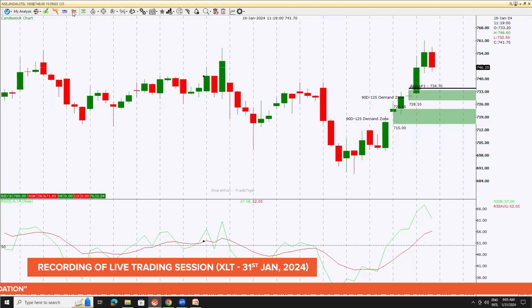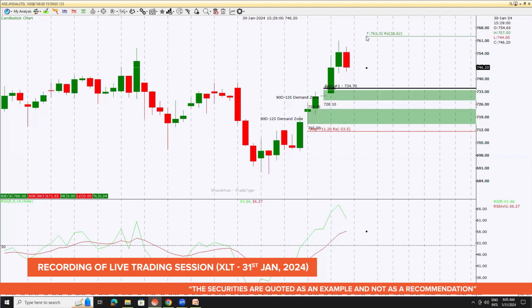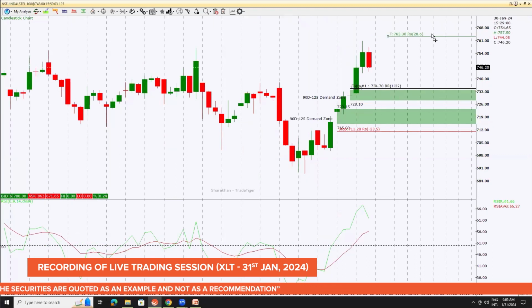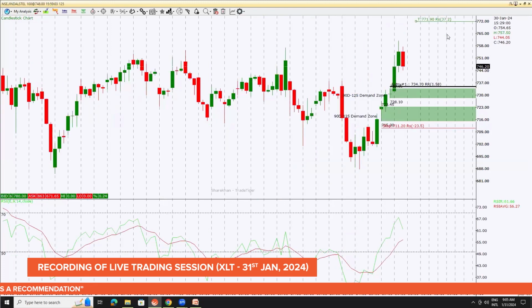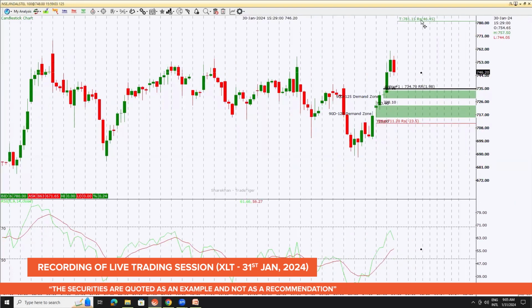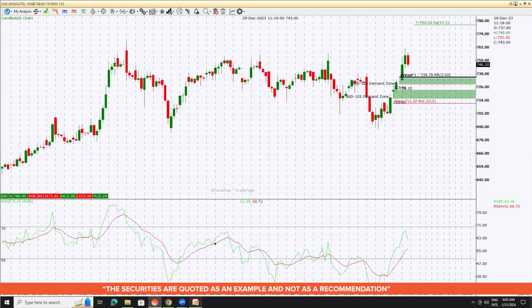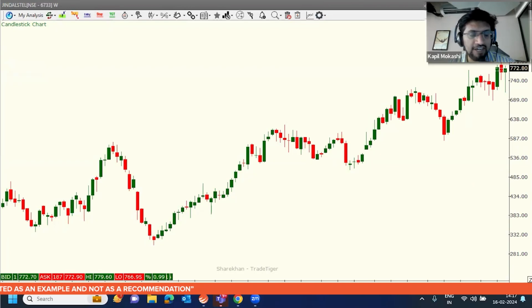Entry, stop, and target would be 2:1. Just modifying this. I wanted to do this before XLT. So I have two entries here. And if you don't get entry into the second level, then obviously you will exit the trade at a lower RR.